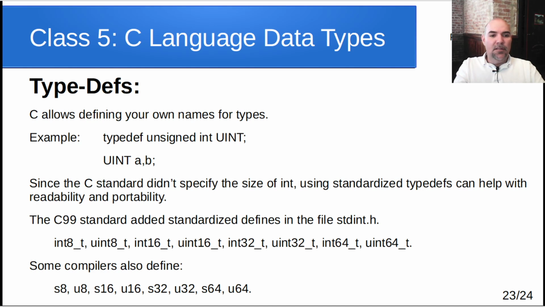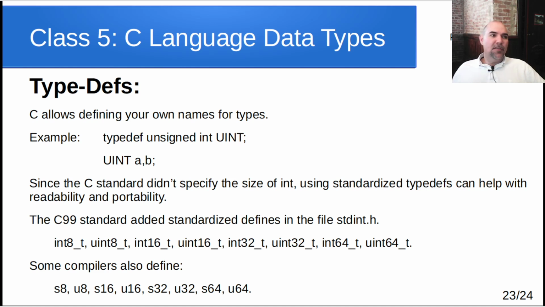But notice that here we have typedef unsigned int as uint. That means from that point on, rather than typing unsigned int over and over, I can just say uint a comma b and get that same thing as if I typed this whole thing out. Now, that can be useful for making your code a little more compact. It can also be useful for making the code a little more readable.